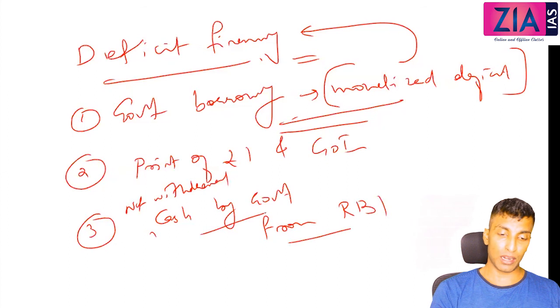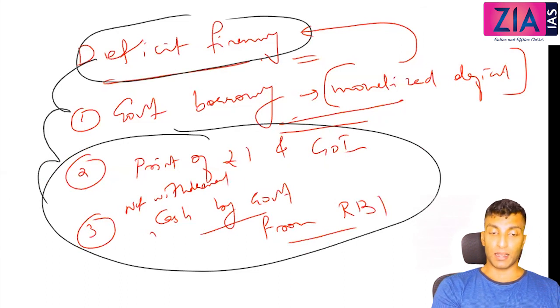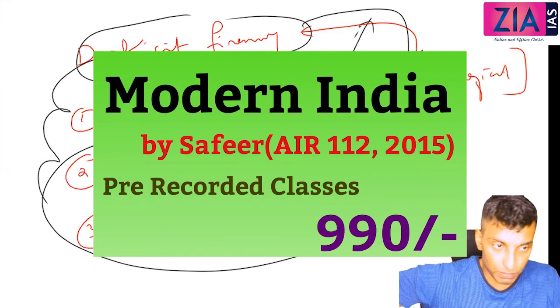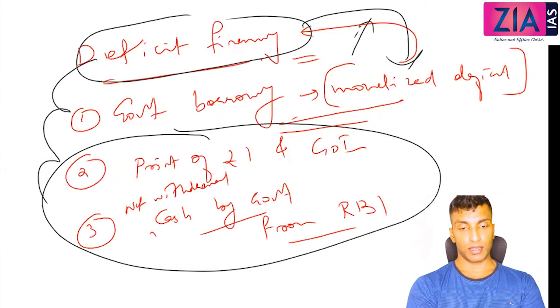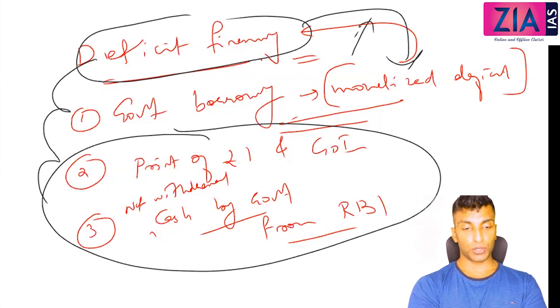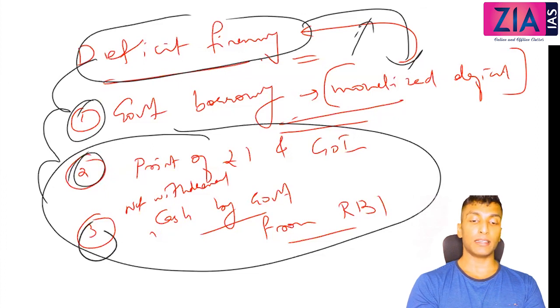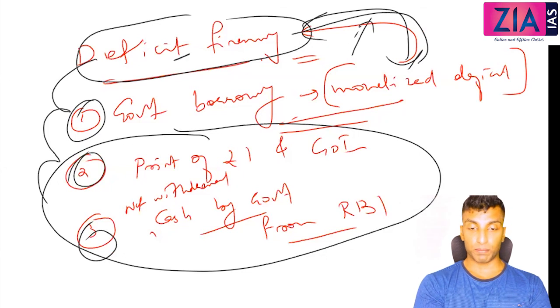So see, these two are not significant. That's why I've told you deficit financing means all these three are part of it, but these two are used synonymously. Both are almost the same. Only this is the technical difference. If I ask you what is deficit financing, you should be in a position to tell that these are the three components, and monetized deficit is one of the components. So deficit financing is broader.